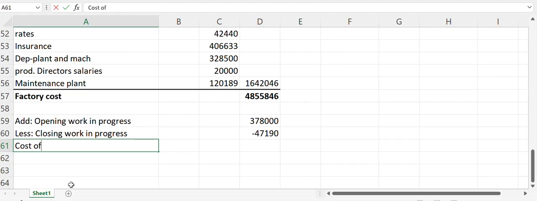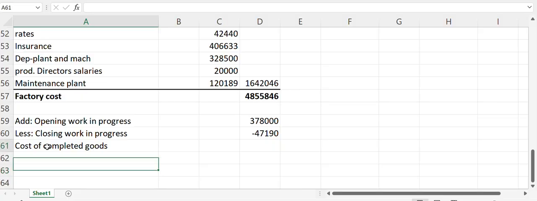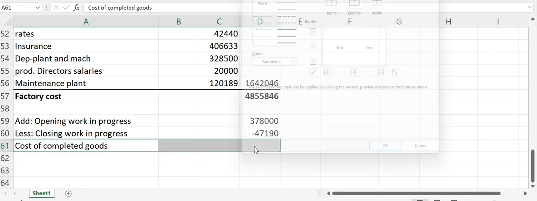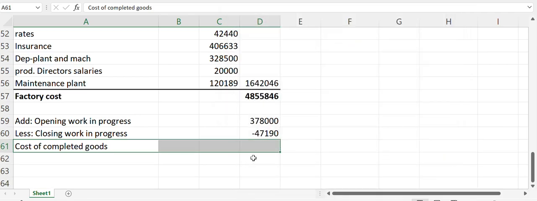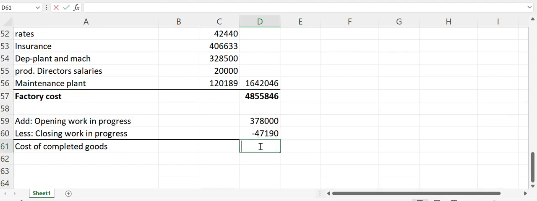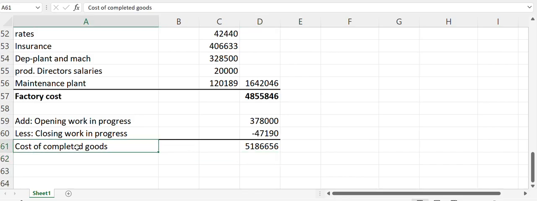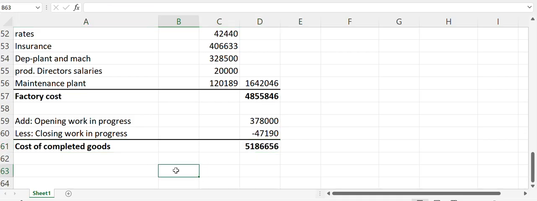cost of completed goods. Cost of completed goods. So you just add this plus this, because of the negative sign, also plus that. So you get that. Okay, to get up to that point, I hope we are together.